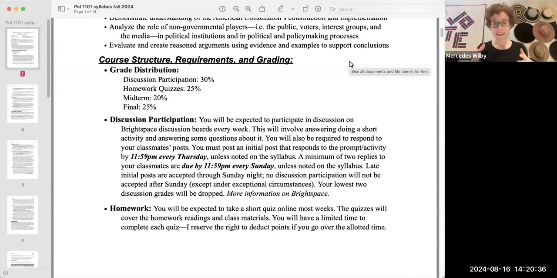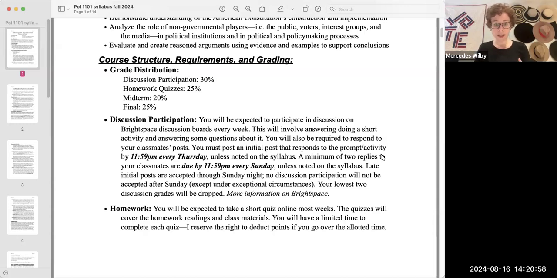Let's take a look at the expectations for discussion participation in this class. Discussion participation is 30% of your overall course grade for the semester, which means that you should be spending some time on it. You are expected to participate in discussion every week, and this discussion is going to be conducted on Brightspace using the discussion boards.